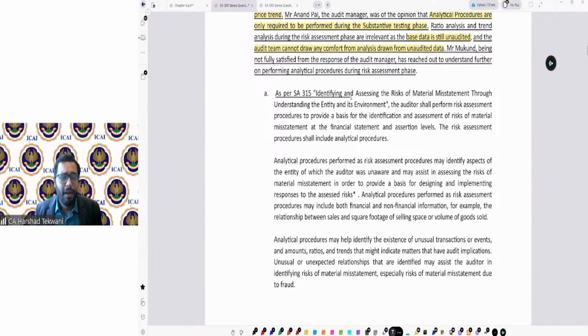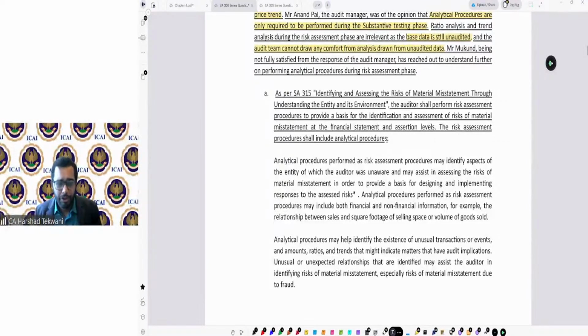As per SA 315, identifying and assessing the risk of material misstatement through understanding the entity and its environment. The requirement is that the auditor shall perform risk assessment procedures to provide a basis for identification and assessment of risk of material misstatement at the financial statement and assertion level. The risk assessment procedures shall include analytical procedures. Analytical procedures performed as risk assessment procedures may identify aspects of the entity of which the auditor was unaware and may assist in assessing the risk of material misstatement in order to provide a basis for designing and implementing responses to the assessed risk.